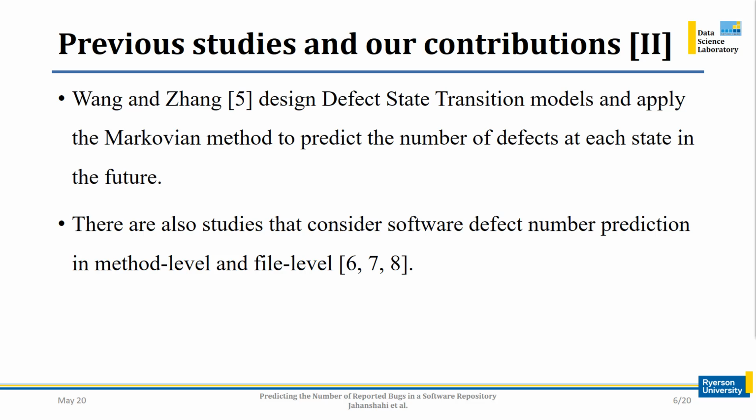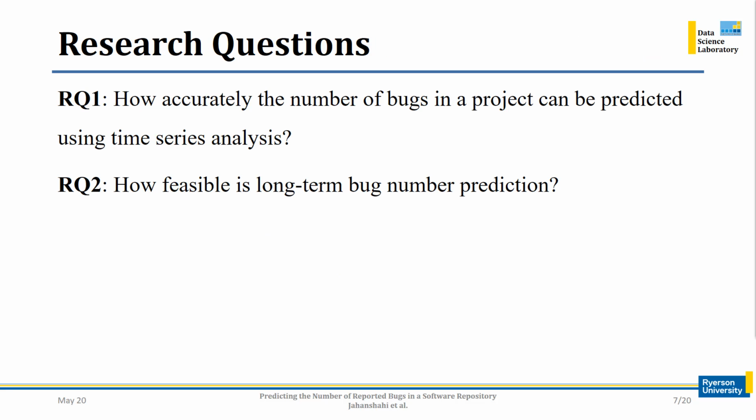Wang and Zhang use a different approach to predict defect numbers. They designed defect state transition models and applied the Markovian method to predict the number of defects at each state in the future. Other studies also consider different software levels for their defect number prediction. Our work differs from them as we consider the bugs reported to the system, regardless of whether they are valid or not, rather than the number of bugs existing in software for different granularity, like method level or file level of the system.